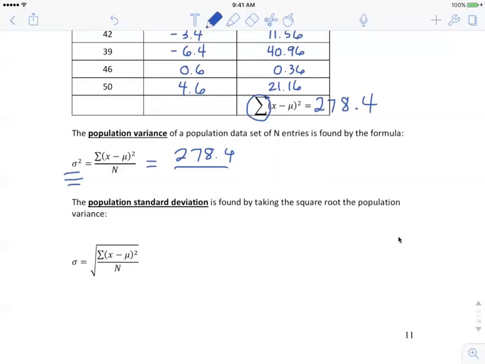That whole table was to figure out the top of that fraction. Okay, and then the bottom is a capital N. That's the total number of entries in a population. So in this case, we had 10 entries. So if I take that and divide it, I can do that in my head. Just move the decimal over one place. That's 27.84. This is called the population variance.